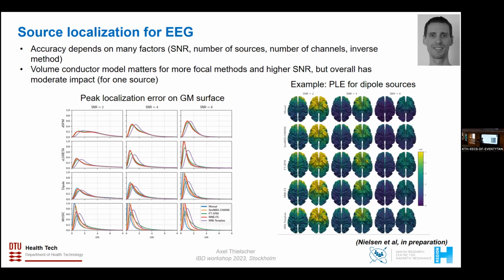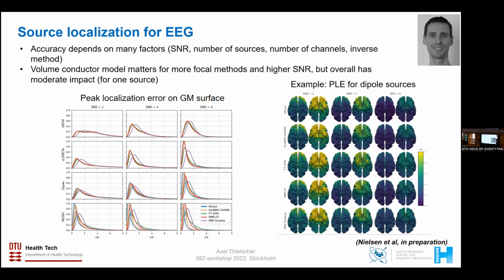This would now be an example for dipole sources, for dipole fitting, and you have to look a bit more closely to see the real difference between the different head models. For example, here, SPM-based segmentation and FieldTrip don't seem to be doing so well for the temporal poles. The other methods seem to be better.